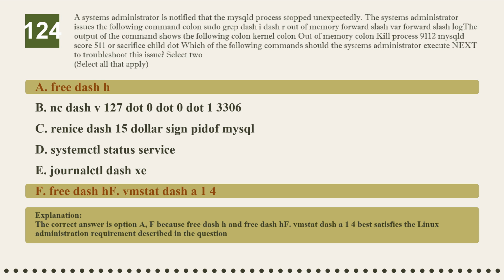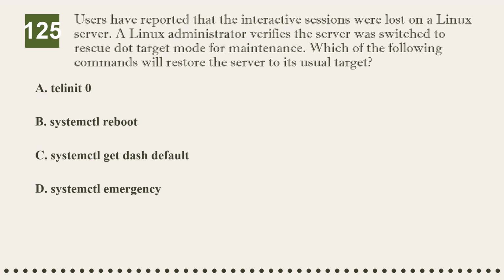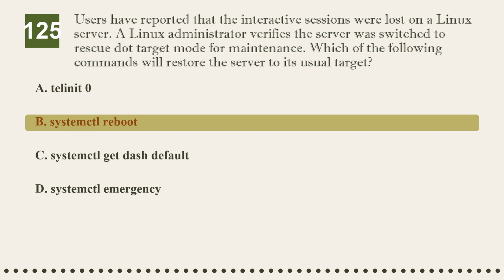Question 125. Users have reported that the interactive sessions were lost on a Linux server. A Linux administrator verifies the server was switched to rescue.target mode for maintenance. Which of the following commands will restore the server to its usual target? Option A, telinit 0. Option B, systemctl reboot. Option C, systemctl get-default. Option D, systemctl emergency. The correct answer is option B, systemctl reboot.